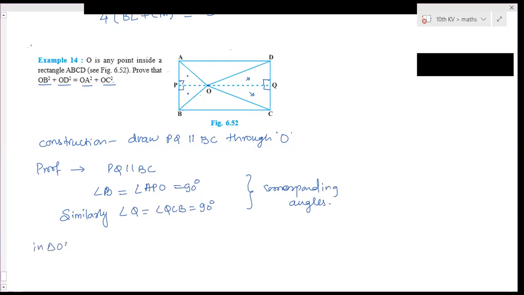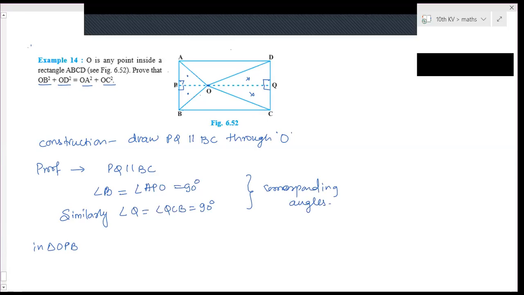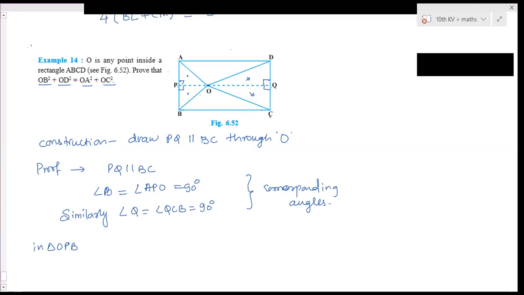In triangle OPB. And one more thing, PQ is parallel to BC. So therefore, PQ is parallel to BC, and already we have PB parallel to QC. So therefore, PQCB is a rectangle. Therefore, PB is equal to QC. Are you able to understand? Yes, ma'am. PB and QC are equal, and AP and DQ are also equal. So we have to write down that one.